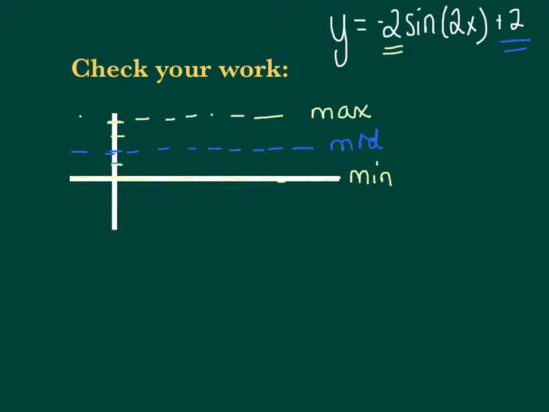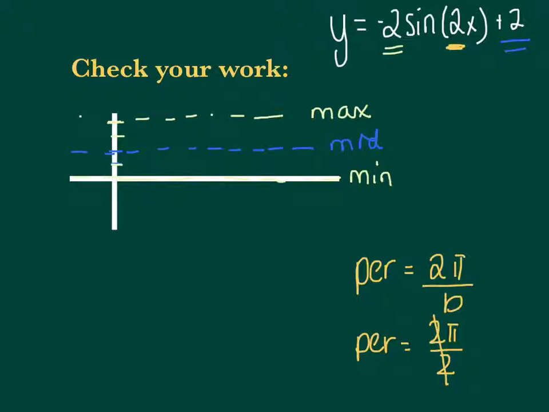Last thing to do is find the period. We know by now that the period is 2 pi divided by b. My b here is 2, so my period is 2 pi divided by 2. My 2's cancel out, so my period's just pi. Now I hadn't labeled my axis, but let me do this: pi, 3 pi over 2, and 2 pi. Great. So I know my first period will end right there at pi.